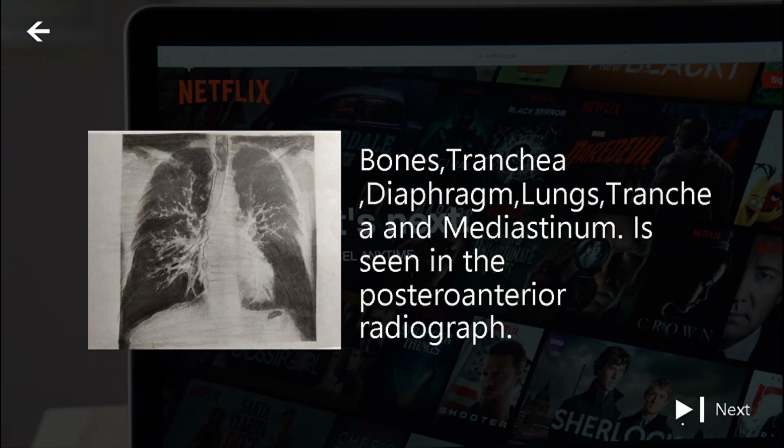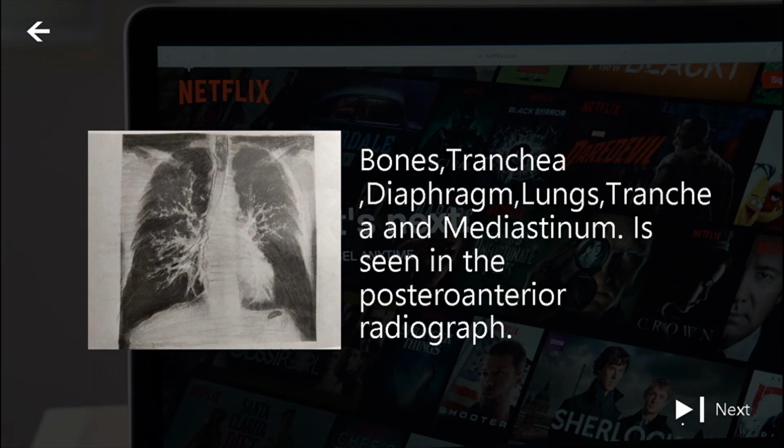And for the last one, the mediastinum, the shadow is produced by the various structures within the mediastinum superimposed one on the other. Note that the outline of the heart and great vessels, or the transverse diameter of the heart, should not exceed half the width of the thoracic cage.